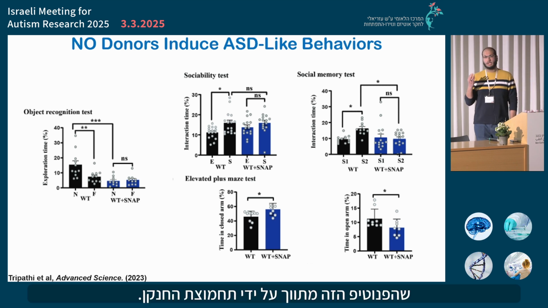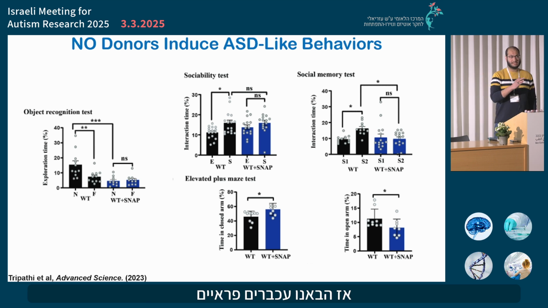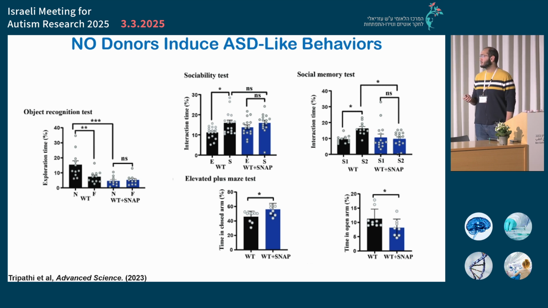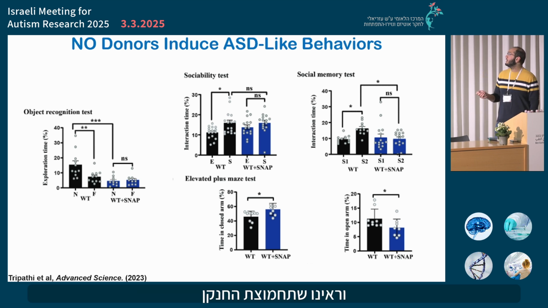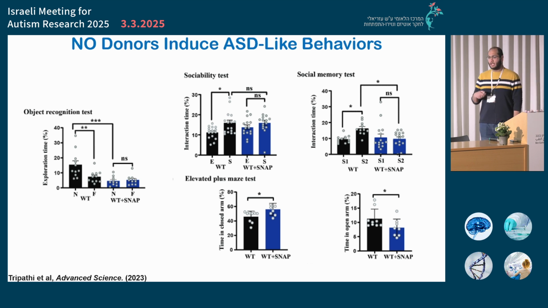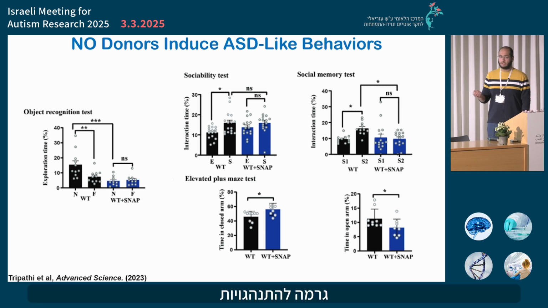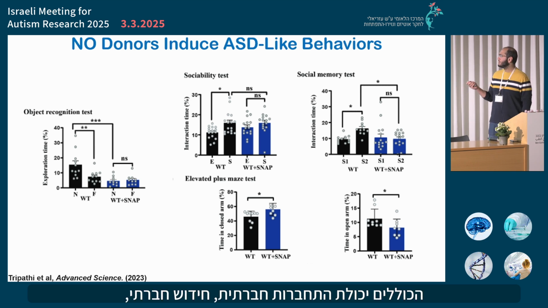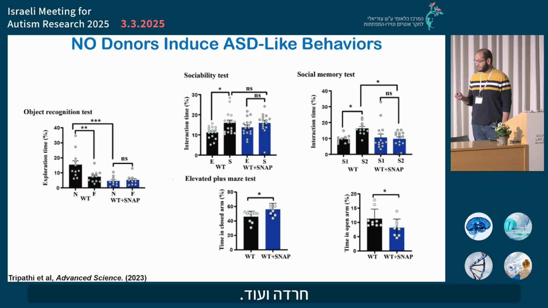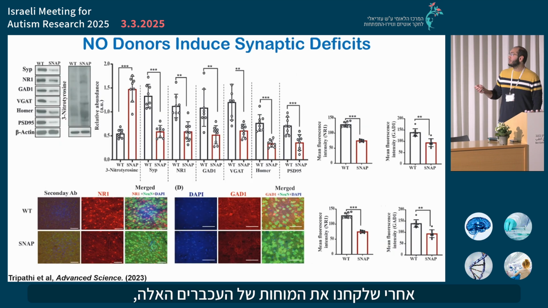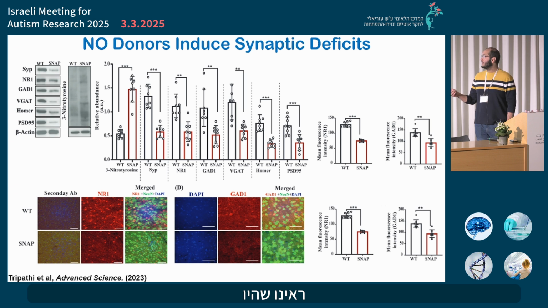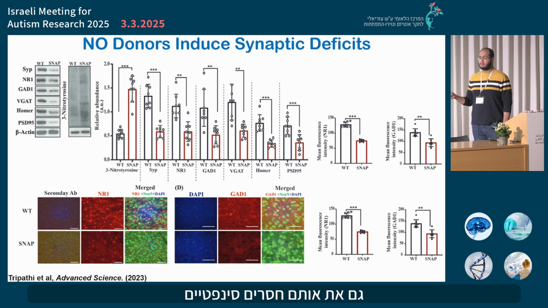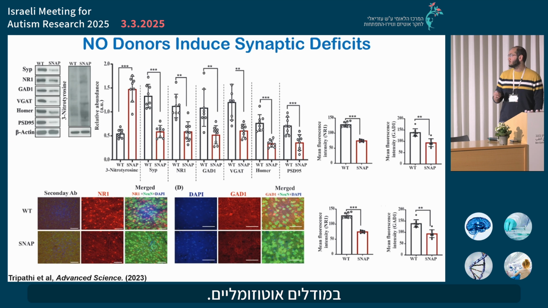So we wanted to check whether this phenotype is mediated by nitric oxide. We took wild-type mice and treated them with nitric oxide donors to see the effect on behaviors. We saw that nitric oxide donors induced the same deficits that we saw in the ASD mouse models, including sociability, social novelty, anxiety, and more. After we took the brains of these mice, we saw the same synaptic deficits that we previously showed in autism mouse models.